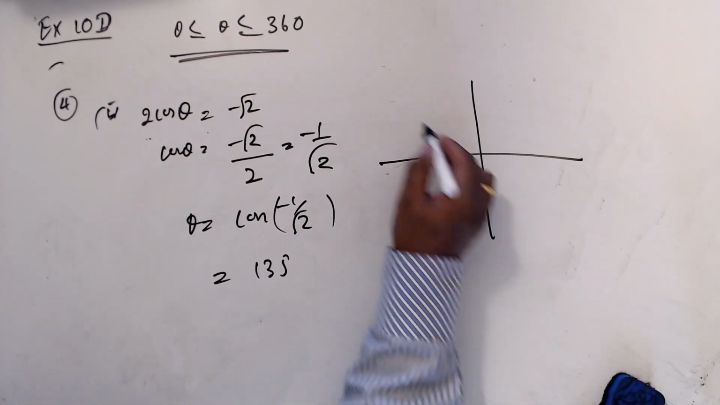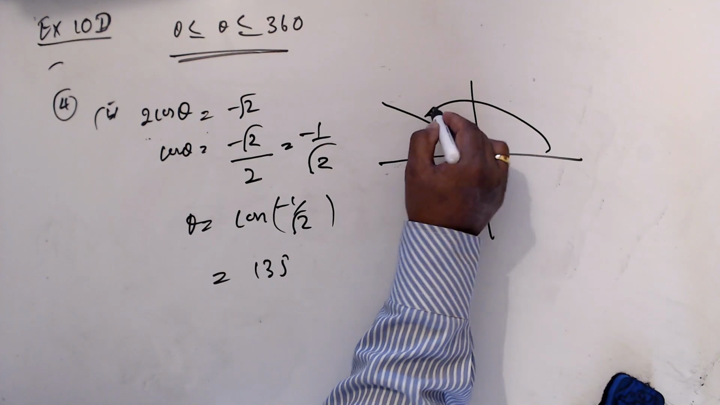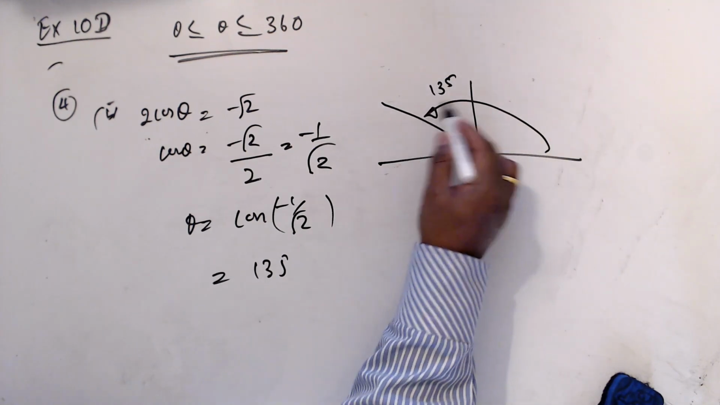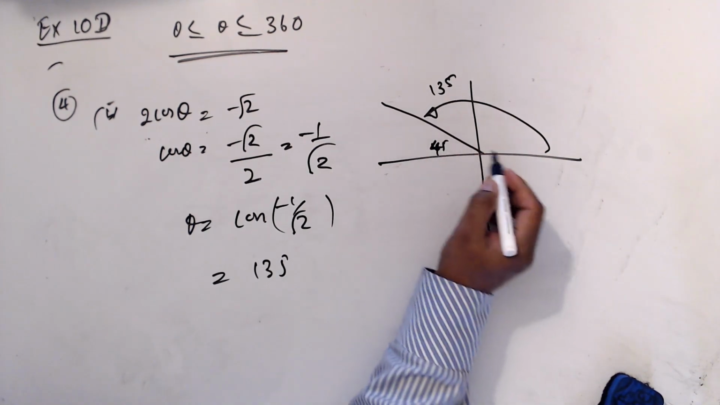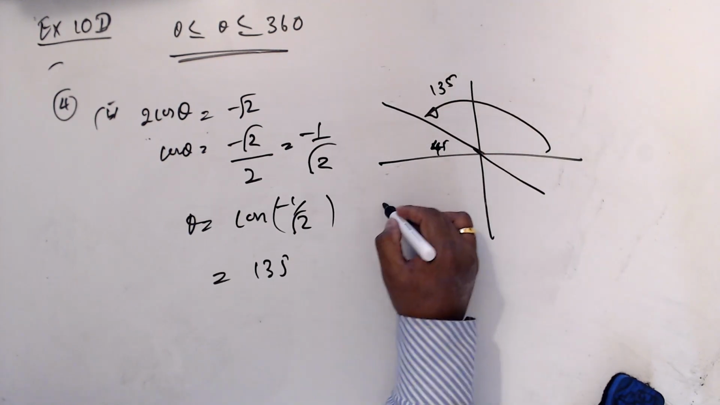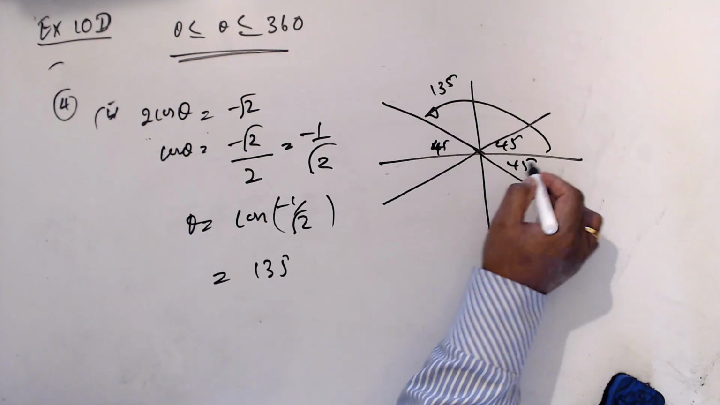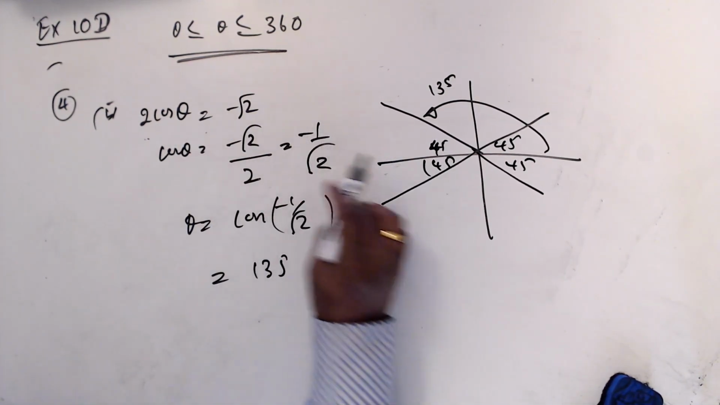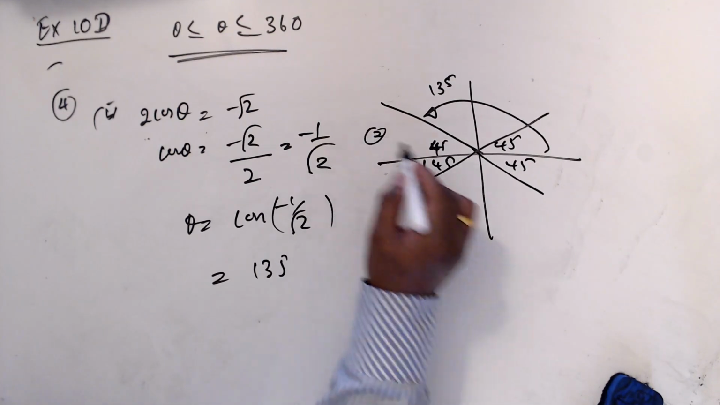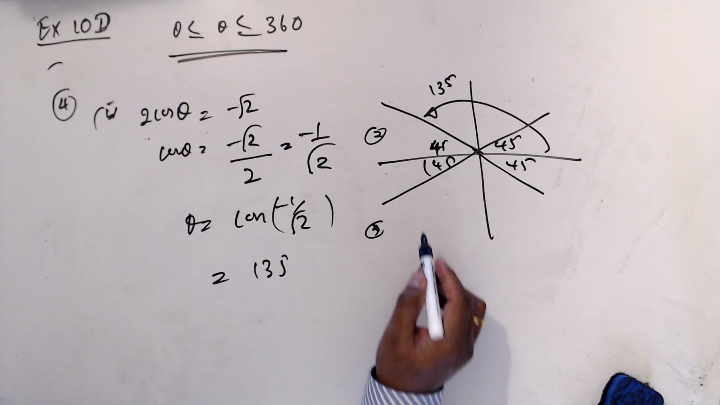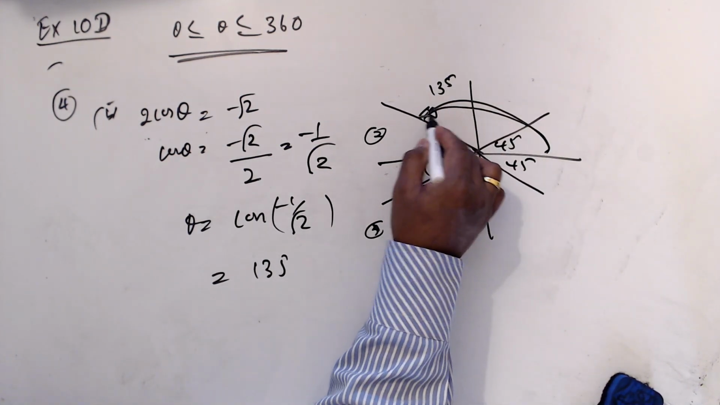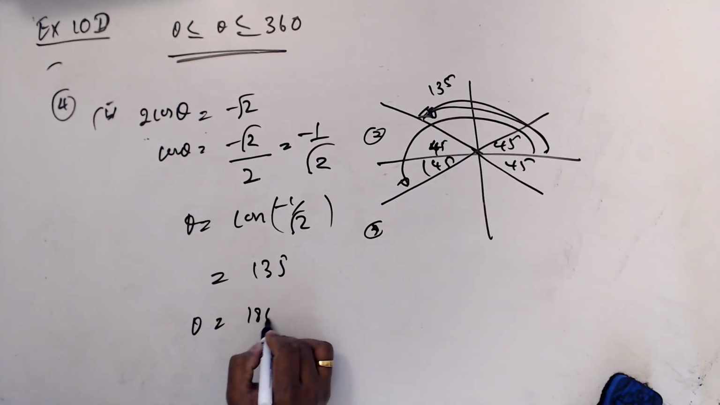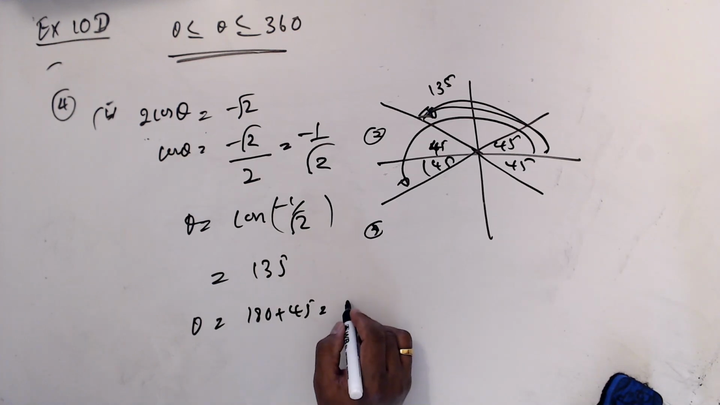So 135 is in the second quadrant. So this is 135. So 180 minus 135 is 45. Right, I found the acute angle now. This is 45, 45, 45. Now cos is negative in which quadrant? Second one and third one. So one answer is already there, 135. The second answer is 180 plus 45, that is 225.